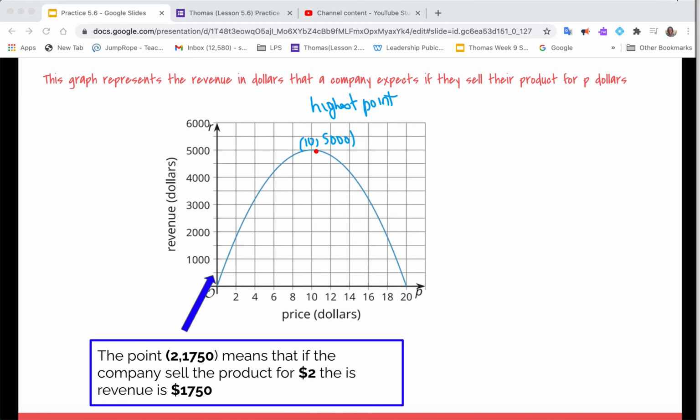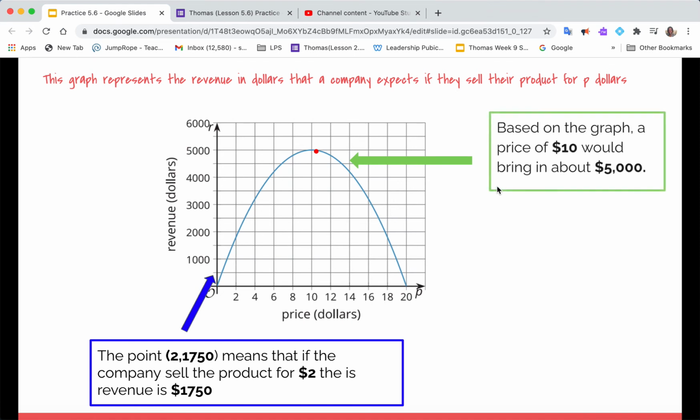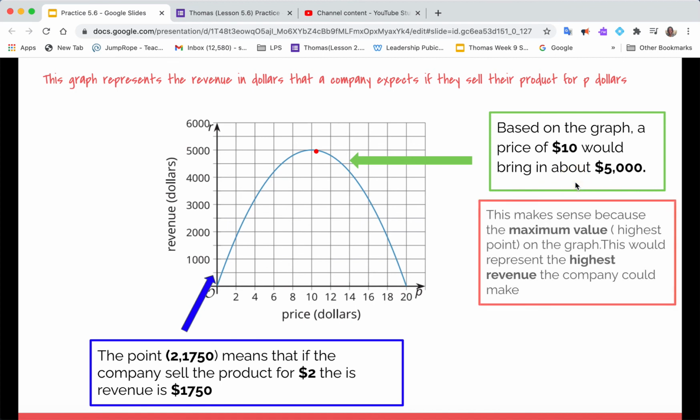So that's going to be where the company stands to make the most revenue. And so that occurs if the company decides to sell the product for $10. They're making their highest revenue, which is going to bring in about $5,000. This makes sense because, as we say, the maximum value is the highest point on the graph, and this would represent the highest revenue that the company would make.